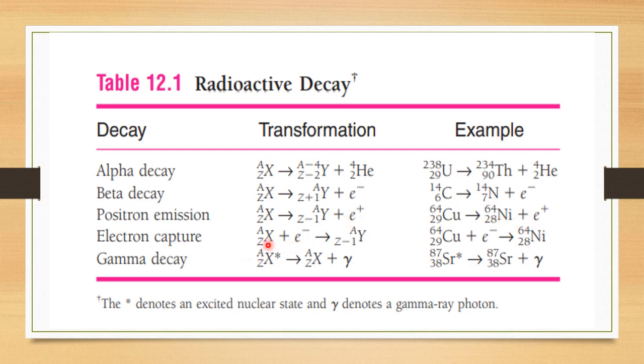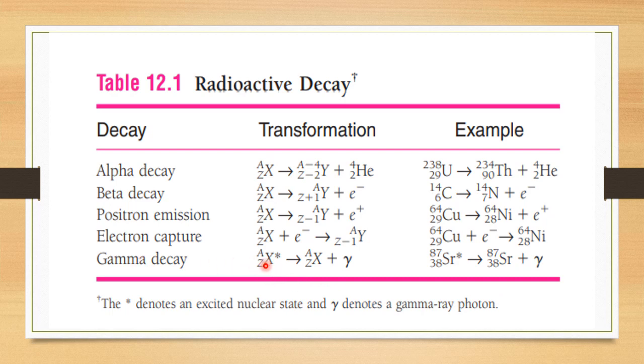Next is the electron capture. So the nucleus captures one inner shell electron and transforms into another element Y having a lesser atomic number, Z minus 1. Here is an example.